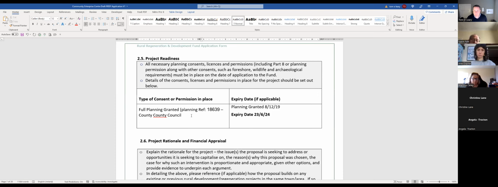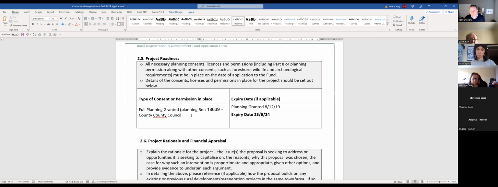If the project doesn't require planning, they normally look for backup to that. So they look for a letter from the planning authority, the planning department in the county council, stating that the project doesn't require planning, or a letter, which is easier to get, from a local architect or engineer stating that the project being developed doesn't require planning permission.